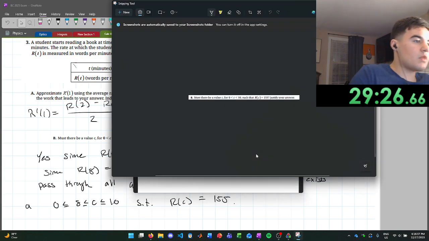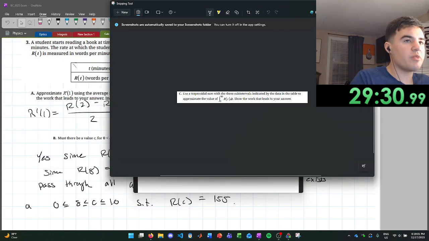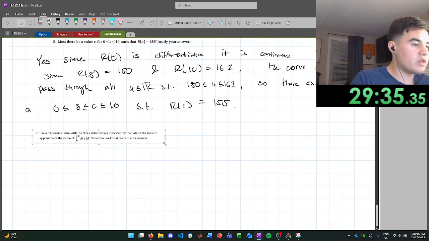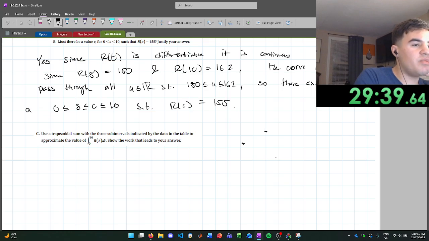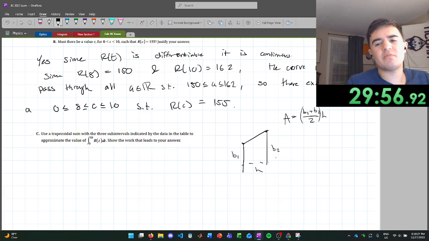Okay. Use a trapezoidal sum with 3 subintervals indicated by the data. Okay, I don't quite remember how this works. So I think we have point to point, make a trapezoid of the area, right? So it's going to be base 1, base 2, height. I think the area of a trapezoid is base 1 plus base 2 divided by 2 times height. Sounds about right. The average base times the height, right?